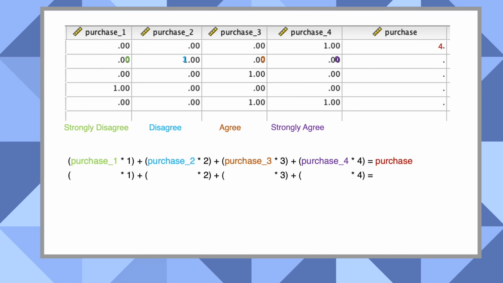Here's what it looks like as SPSS goes through to do this for every participant. This one answered disagree and gets the value 2. This one answered agree and gets the value 3. This one answered strongly disagree and gets the value 1. All good. Let's see what happens for a participant who mistakenly selected multiple answers. Oh, it doesn't work. We need to tell SPSS to not compute anything if there are multiple ones across our response columns. Let's do that.